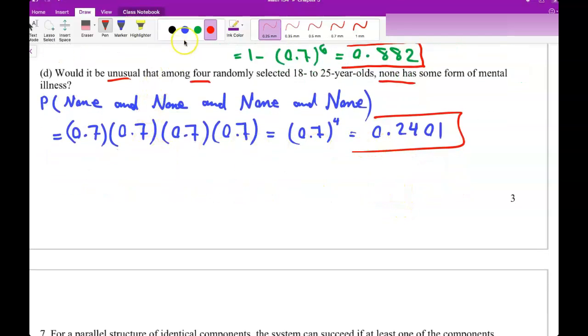And now compare that number with 5%. This was the rule when you want to find out if your events are unusual or not. So to see if that probability is unusual or not, you should compare it to 5%. Obviously, this number is not less than 5%, meaning that this is not unusual.